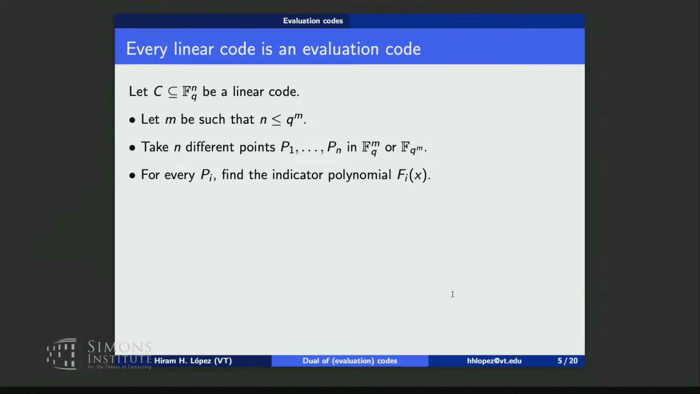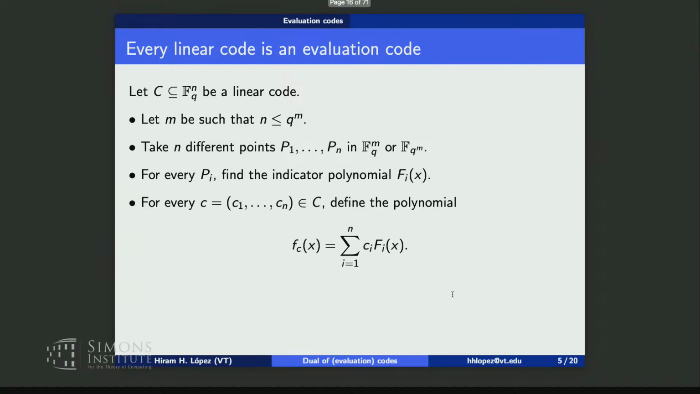For every point, there exists what is called an indicator polynomial, also known as a separator polynomial. And what is the meaning of that? Well, you can use Lagrange, and it's a polynomial that has the property that when you plug in this point, you get 1, and when you plug in the rest of the points, you get 0. Okay, so it's a delta polynomial. Those polynomials always exist for these kind of things. So now you choose your points, you find the indicator polynomials.